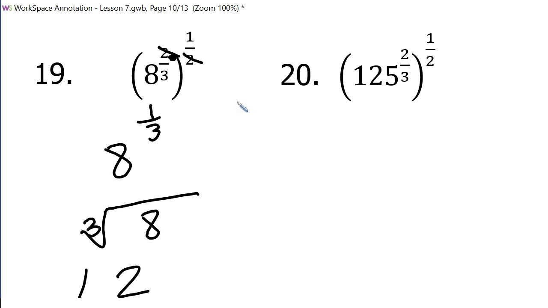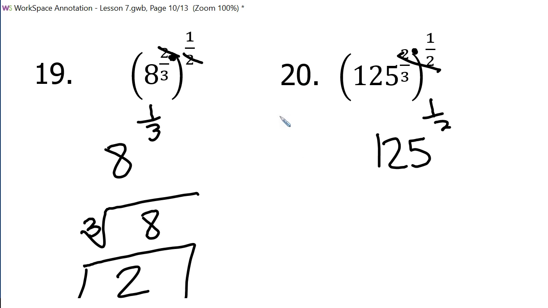Power to a power. What do I do with these exponents? Multiply. And what happens with the 2's? They cancel. So this is 125 to what power? The 1/3 power. If it's a rational exponent, what should you do with it? Change it to radical form.